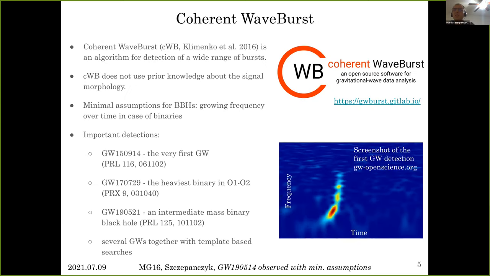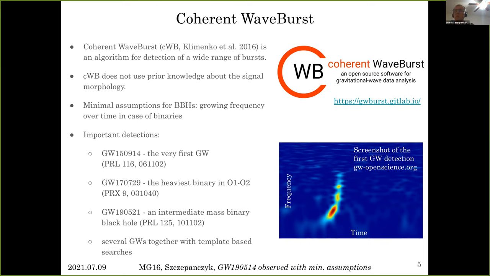So the coherent wave burst that Francesco was already talking about is the algorithm that is designed to detect a wide range of gravitational wave bursts. It uses very simple, minimal assumptions on the signal morphology. For example, if we have binary black holes, we assume that the frequency grows over time. For example, on the right plot, you have a snapshot of the very first detected gravitational wave. And you can see that the energy basically grows over time. The frequency of the signal grows over time.